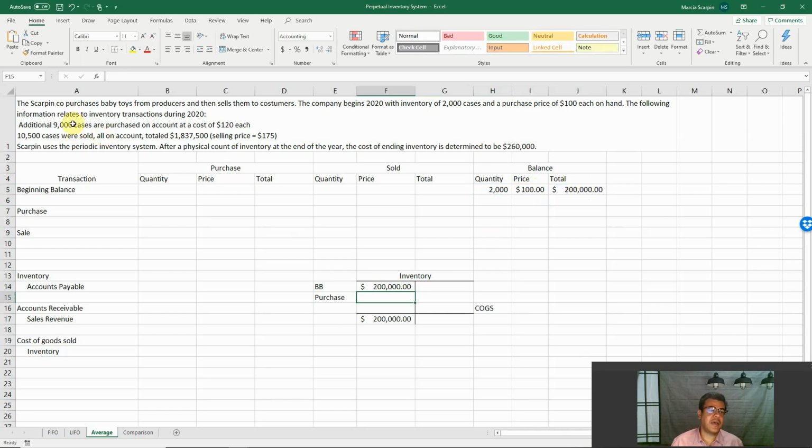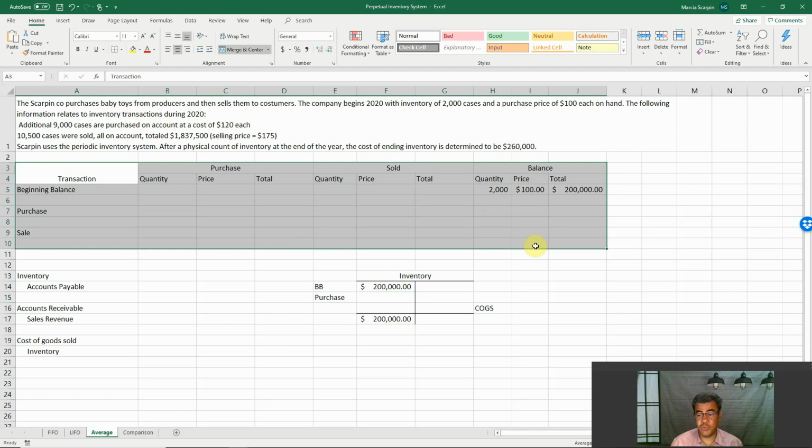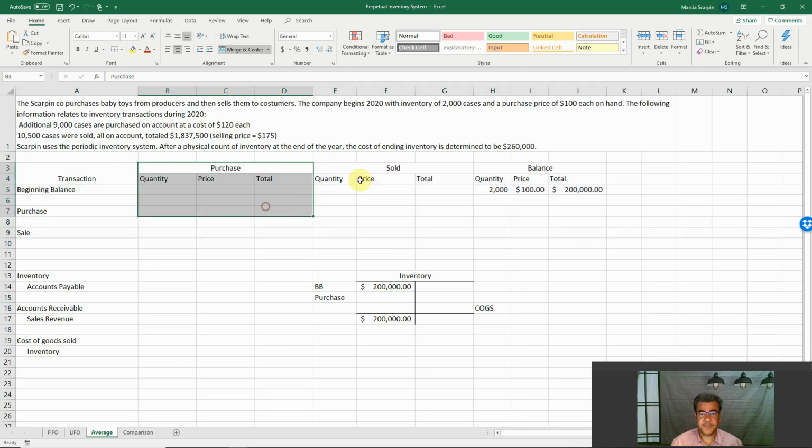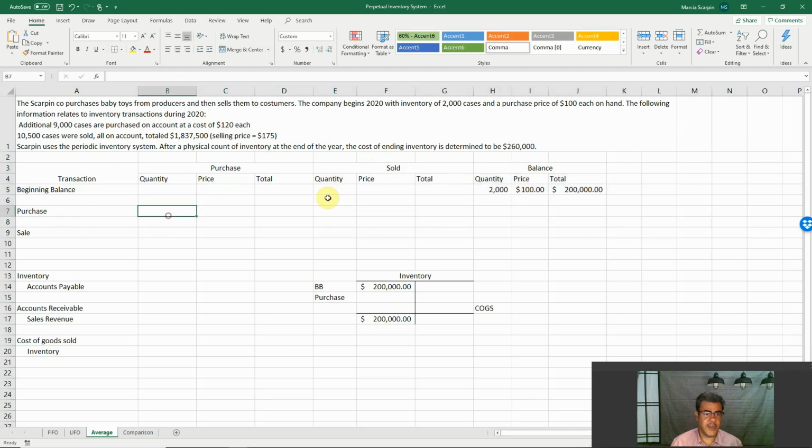Additional 9,000 cases are purchased on account at a cost of 120 each. So here we have a table that is very useful for perpetual inventory. Purchase, sold, and balance. So purchase here, how many units? 9,000 units. How much? 120. So our total will be quantity times price, a little bit more than $1 million.